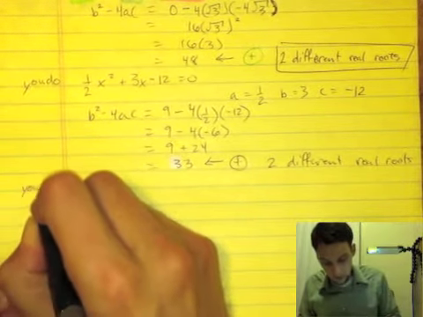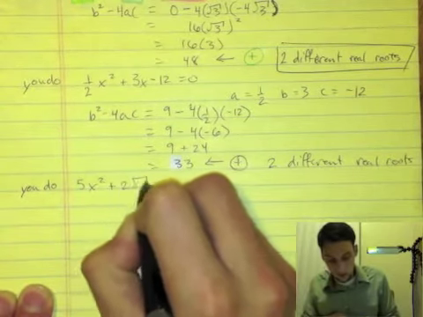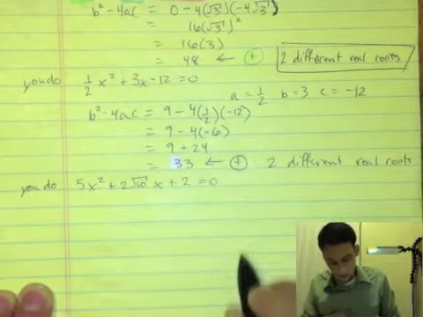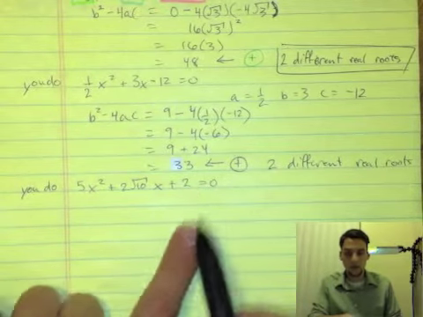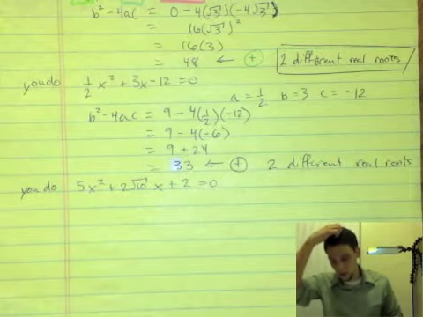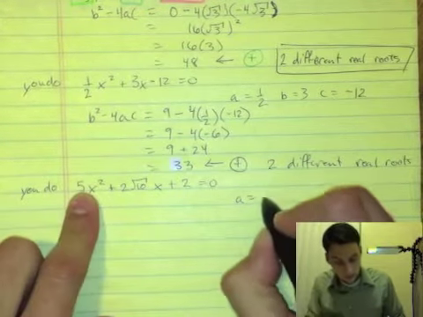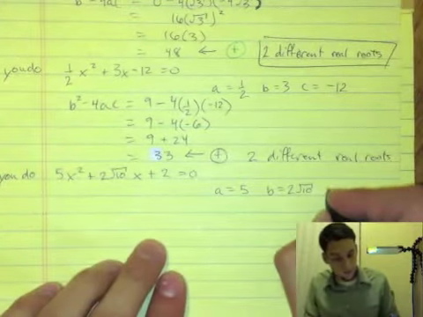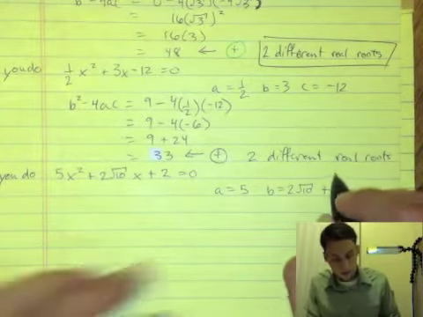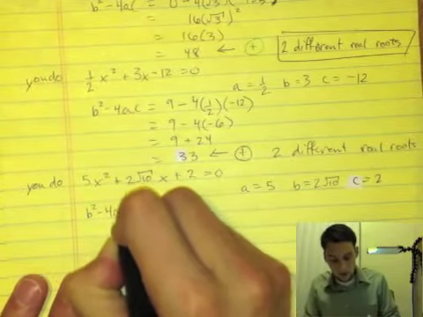Okay, another you do. So we'll have 5x squared plus 2 root 10x plus 2 equals 0. This is already in standard form. You can pause it right now, work on your own, and then play it, and you'll see me solve it. So A equals 5. B equals 2 root 10. It's just whatever's in front of the x term. And C is just positive 2. So B squared minus 4AC is our discriminant.